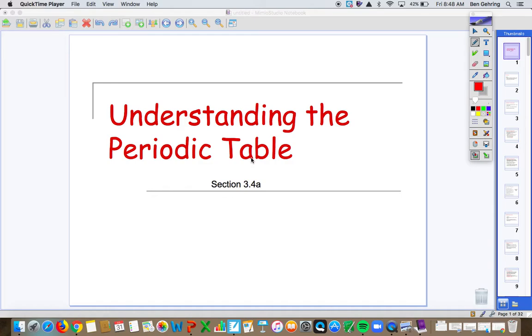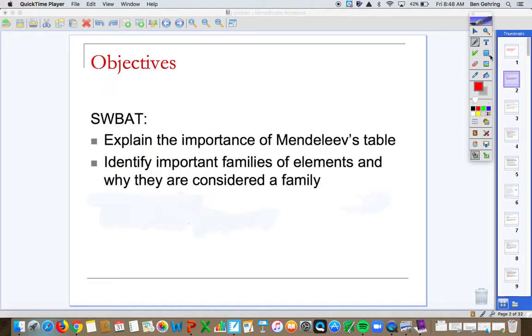So today we're going to get a basic understanding of how the periodic table is laid out, along with a little bit of history of it. And then the next video is a two-part section, where we're going to look at some specifics, individual groups and elements, and things of that nature. So for today, we're going to look at the importance of a guy named Mendeleev and his contribution to the table, and why that was a big deal. And then you'll be able to identify important families of elements on the periodic table and be able to explain why they are known as a family.